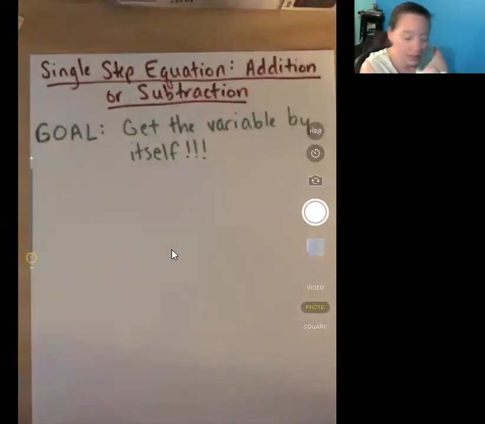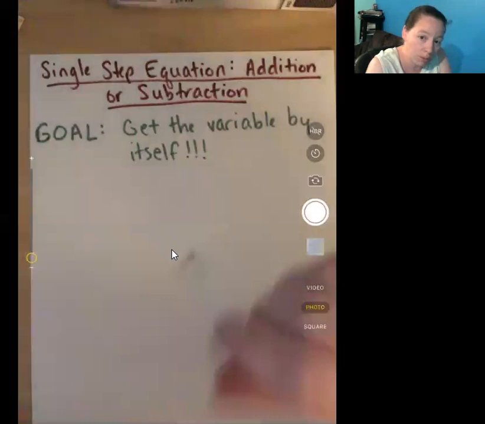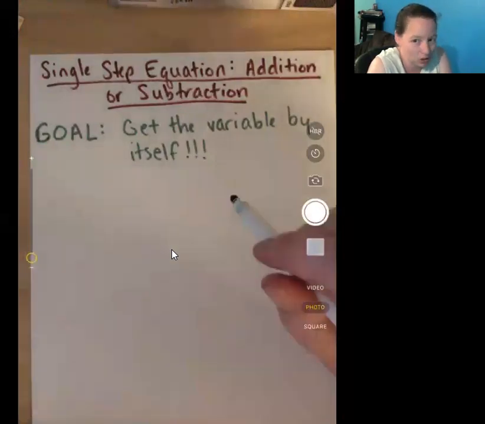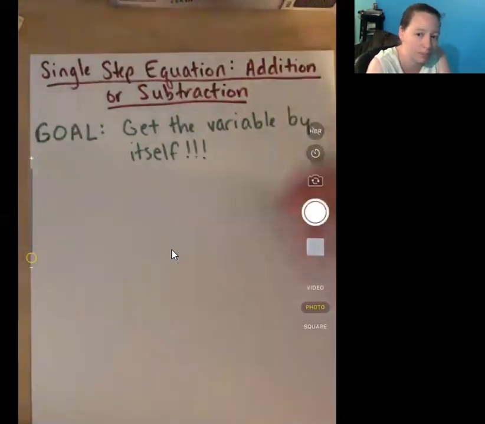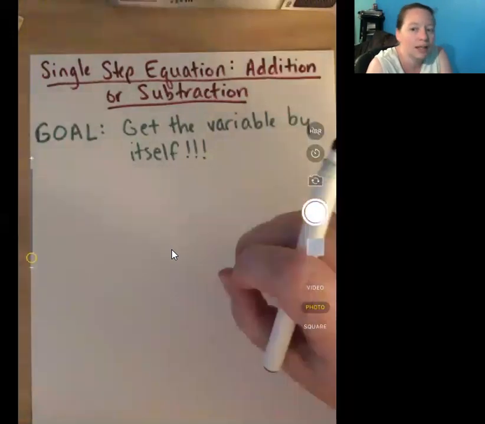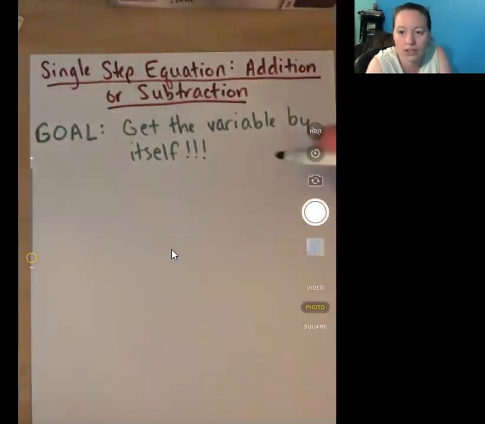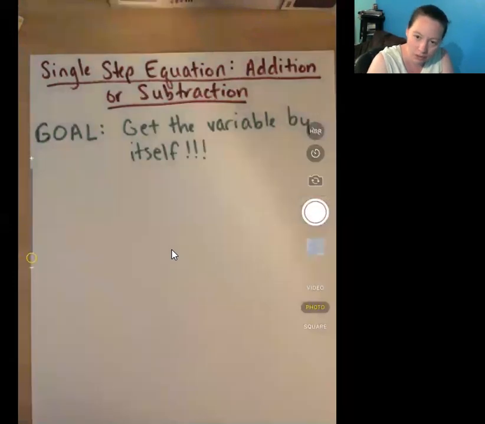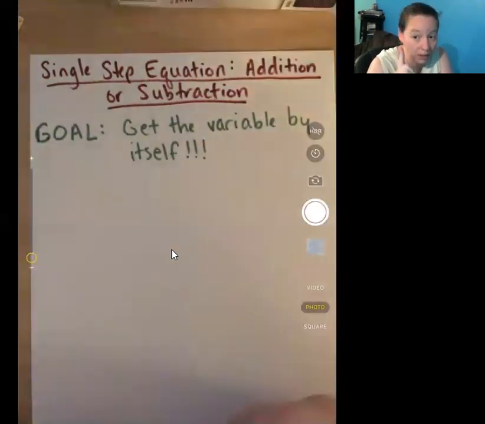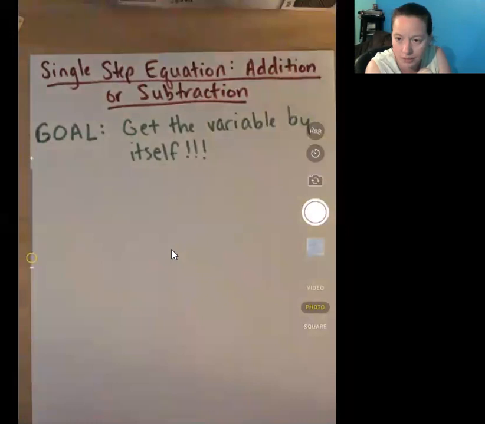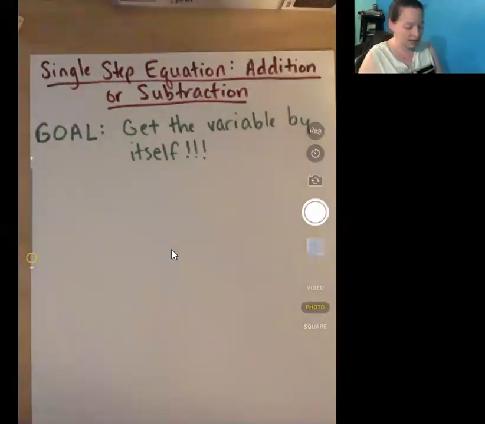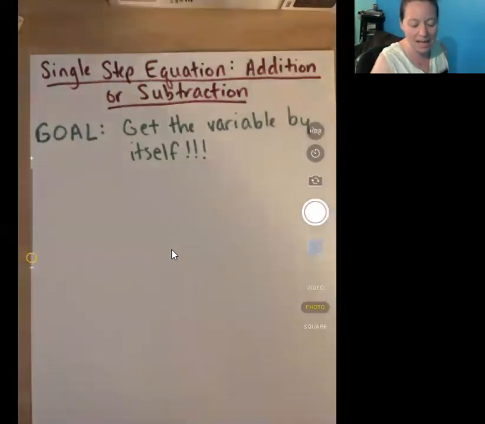Okay? Today, we're going to be working with ones that actually have an answer, that have a specific number that they are. Later on, we'll be working with ones where the number changes depending on what other number you were given. But for today, it will only have one answer. All right? So get the variable, get the letter by itself.